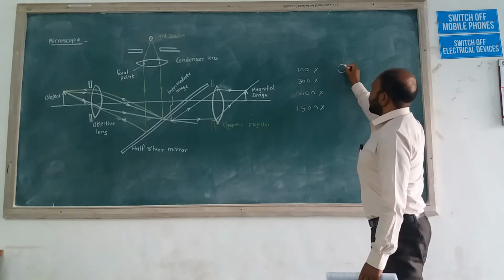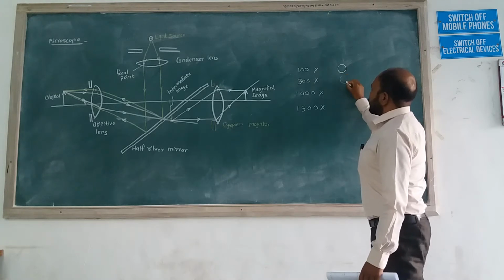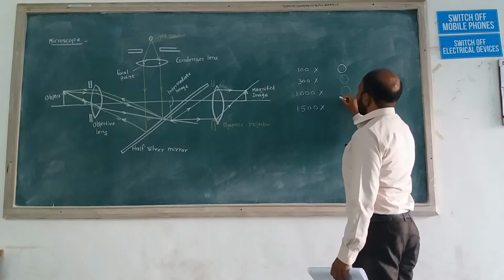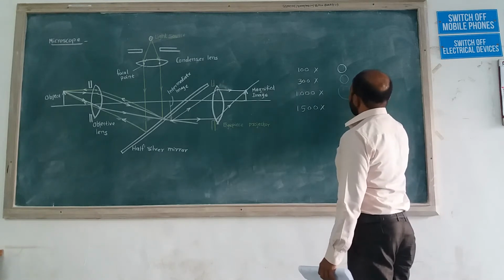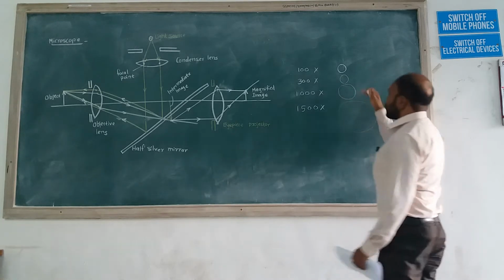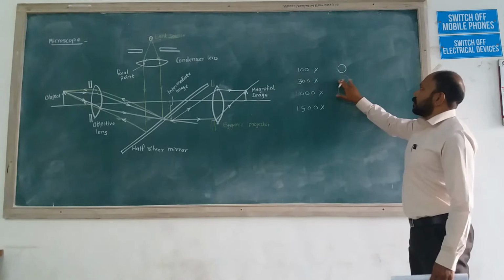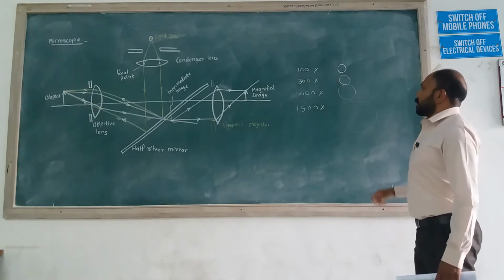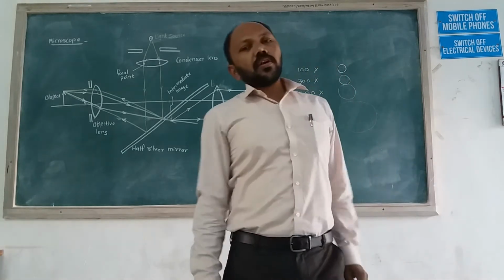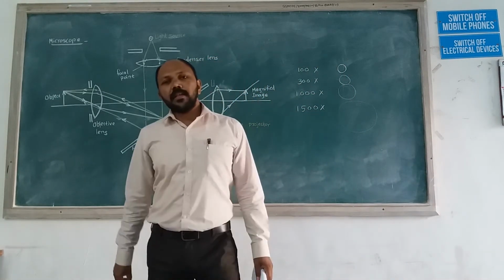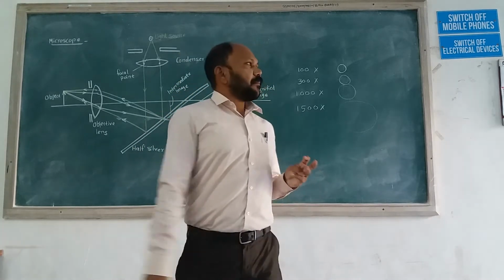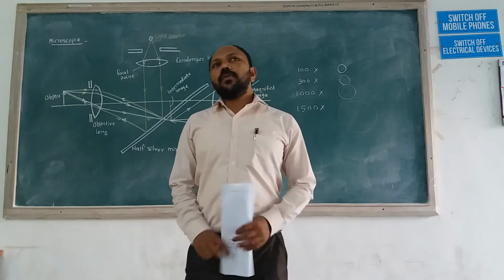If we magnify the images, then at 100x we get a clear image, at 300x somewhat less clear, at 1000x like this, 1500x like this. The image gets blurred, and when we magnify the image, the picture is not clear. This is the problem. So, what happens? Why does it happen? Now we discuss that point.